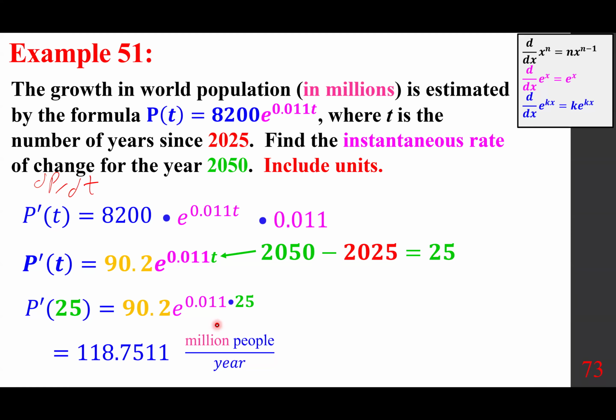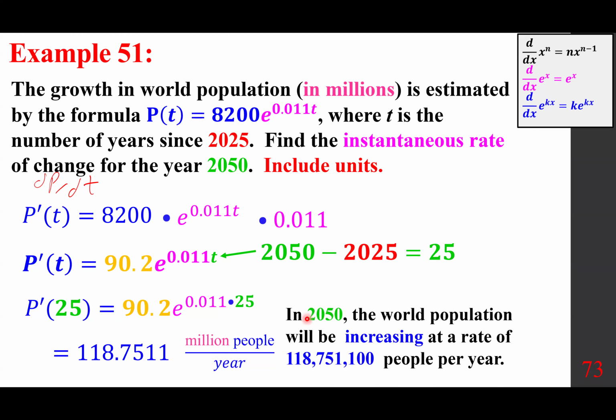So 1 million has 6 zeros, so we're going to put 1, 2, 3, 4, and add 2 zeros. And write in 2050, the world population will be increasing at a rate of 118,751,100 people per year. Notice we moved the decimal. In other words, multiplied by 10 to the power of 6. That's the meaning of it.